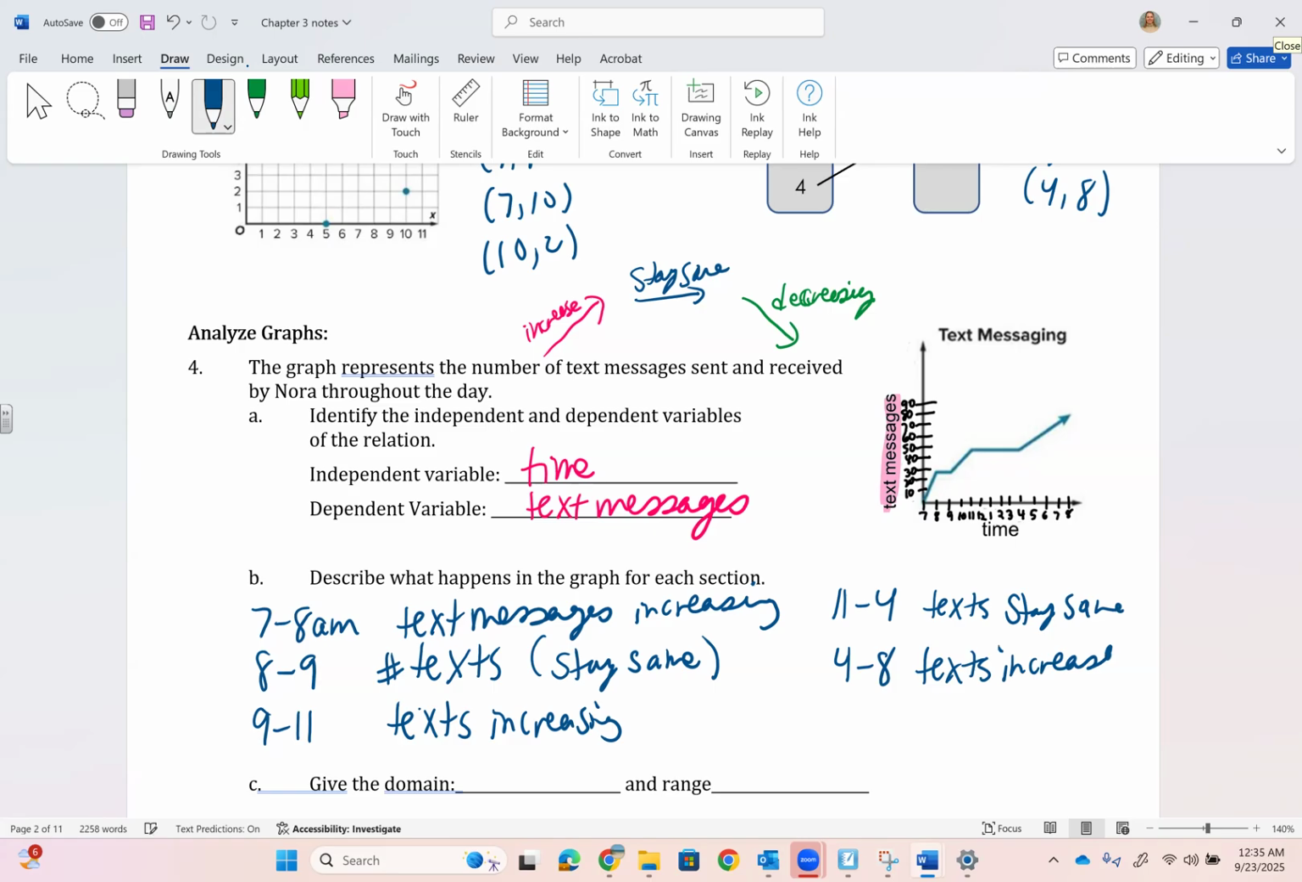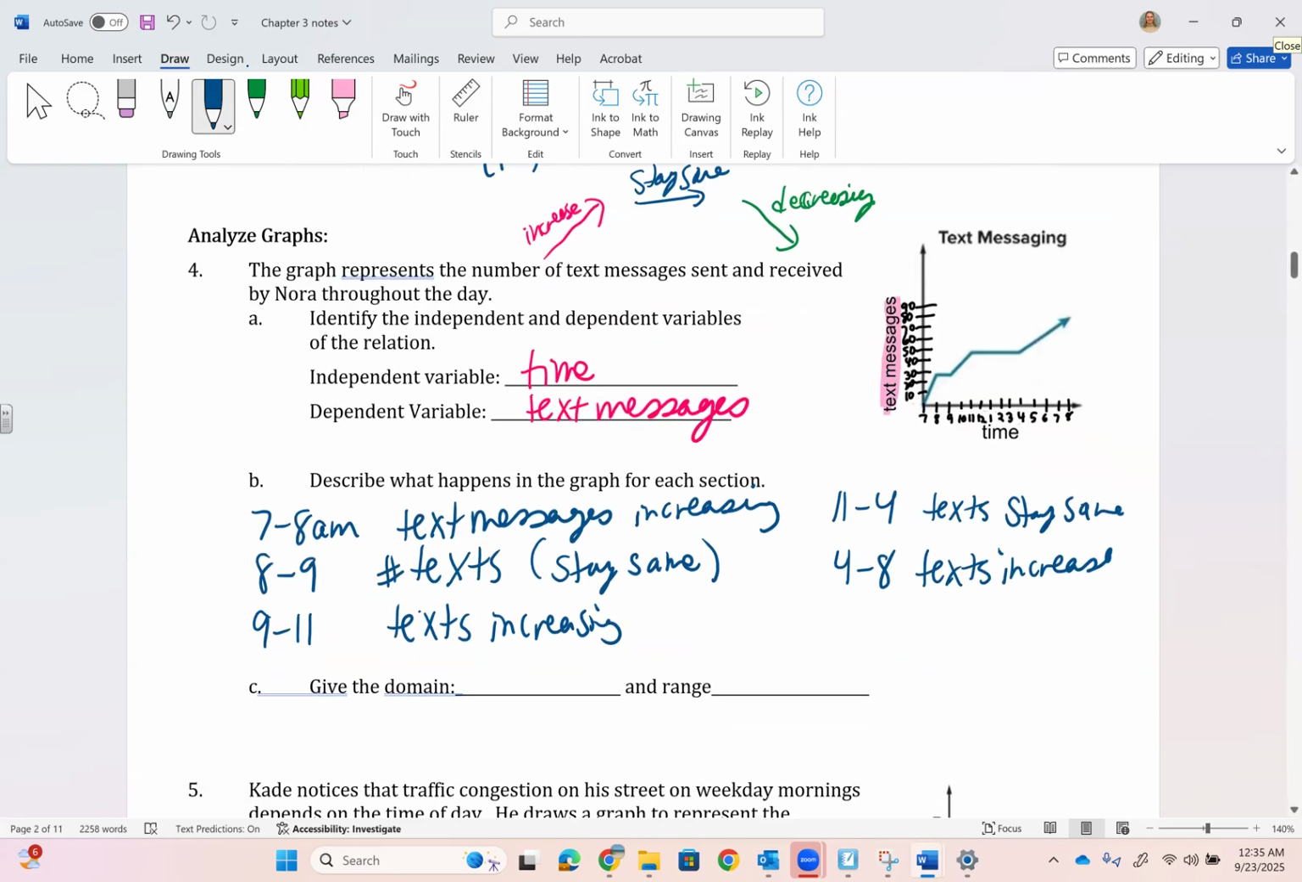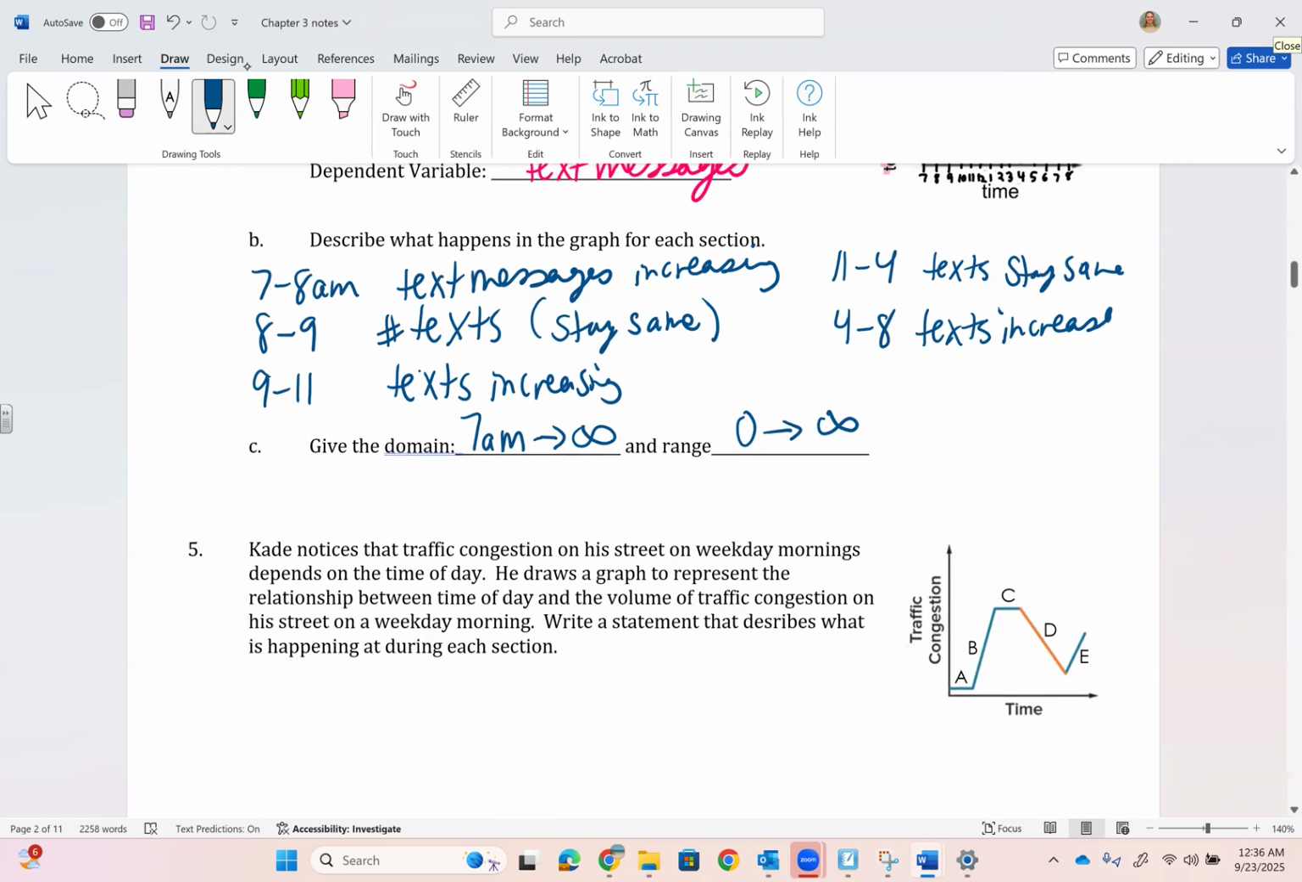What is the domain and range? Well, the domain is basically it's going to keep going. So it'd be 7 a.m. to, I don't know, however long you go. So to maybe even infinity. The range is from 0 to how high? Doesn't look like it has a limit, perhaps infinity. So at this point, it's kind of the start to end. What is the range values? What are those values that you're getting?